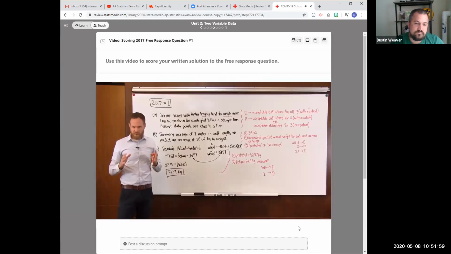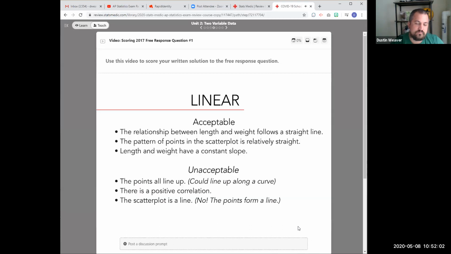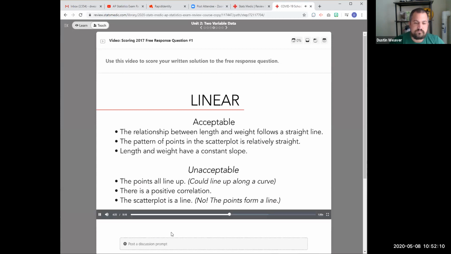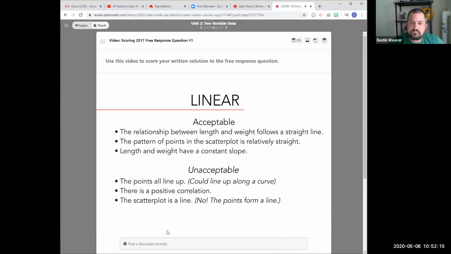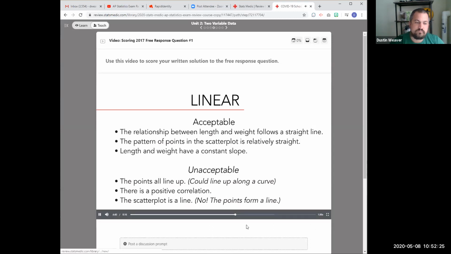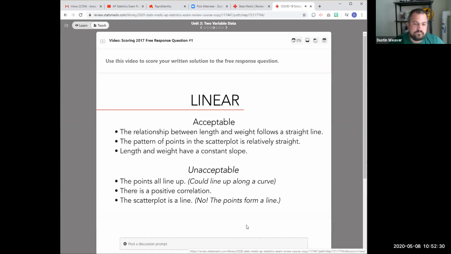Now let's take a look at acceptable and unacceptable responses for linear. First, let's start with acceptable responses. The relationship between length and weight follows a straight line. The pattern of points in the scatter plot is relatively straight. Length and weight have a constant slope. And here are some that are not acceptable for describing linear. The points all line up, because they could line up all along a curve. There is a positive correlation. The scatter plot is a line. It's not the scatter plot that is a line, it's the points within the scatter plot that form a line.